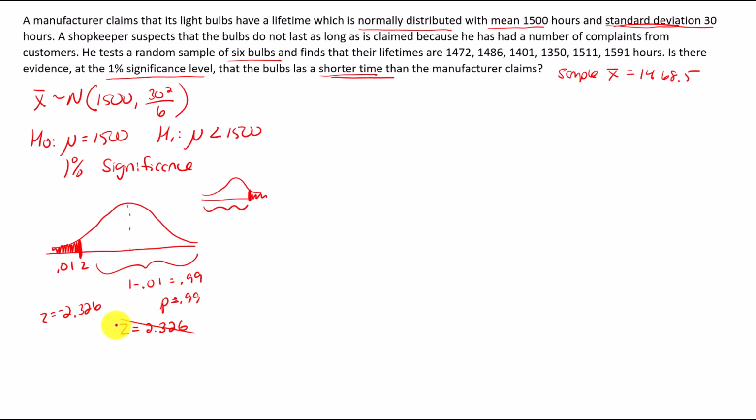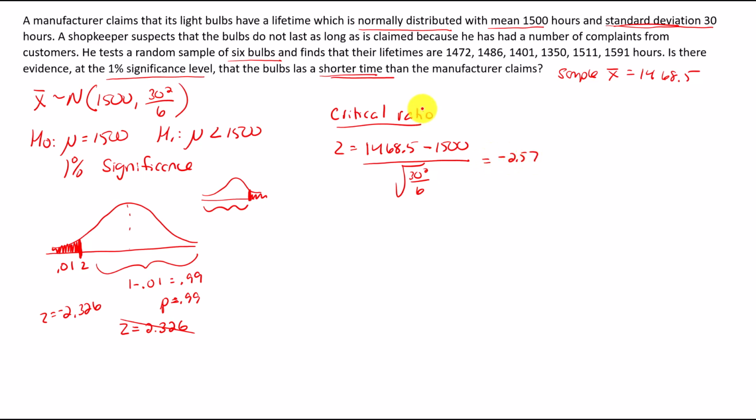So now, what we're going to do is use critical ratio in this case. And again, it's preference. Z would be my sample mean, which is going to be 1468.5 minus my expected mean, which is always this, divided by the square root of this. So I could just write it as the square root of 30 squared over 6 if that's easier for you. And when you do that, you get negative 2.57.